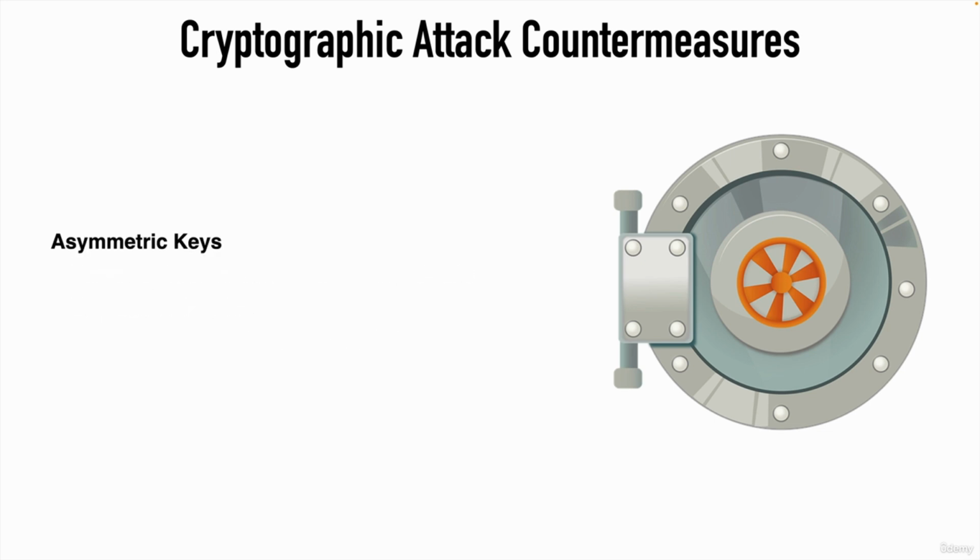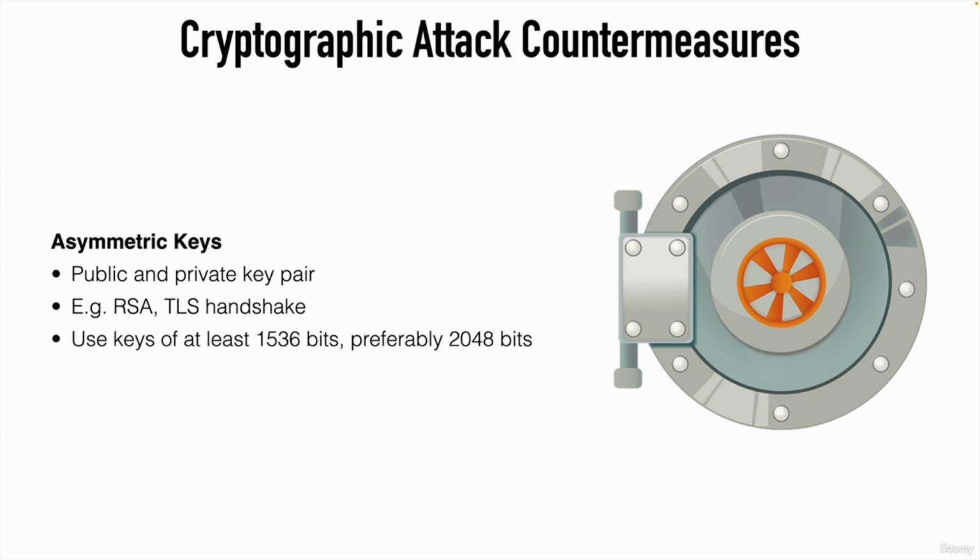Asymmetric key algorithms, of course, use a public and private key pair mathematically linked together in order to encrypt and decrypt data. We commonly see this used with RSA encryption and with TLS/SSL during the TLS handshake. We see a much larger best practice recommendation here for asymmetric keys, where they should be at least 1,536 bits, and ideally a minimum of 2,048 bits. In fact, modern SSL RSA key length is typically 2,048 bits in size.